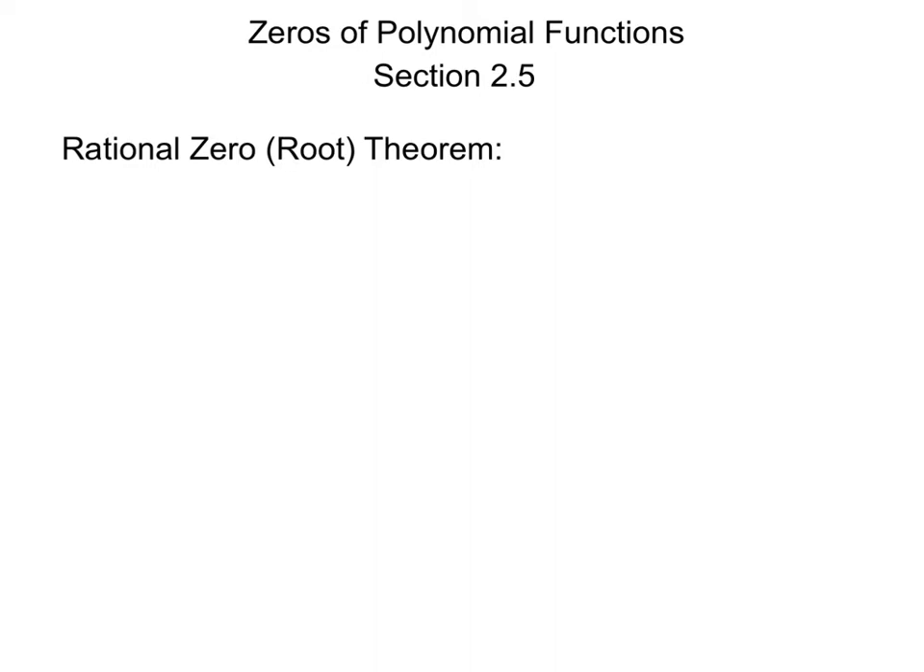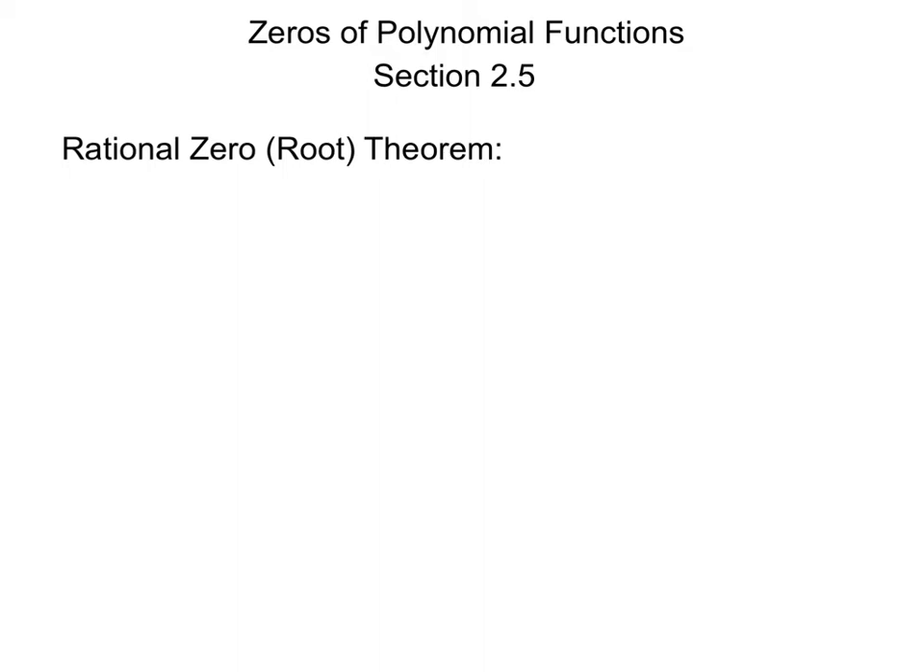The first tool we will talk about is the rational zero theorem, or sometimes referred to as the rational root theorem. This is a theorem that gives all possible rational roots of a polynomial equation. Now, not every number in the list will be a zero or root of the function, but every rational zero or root of the polynomial function will appear somewhere in the list.